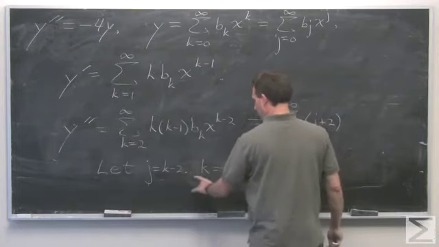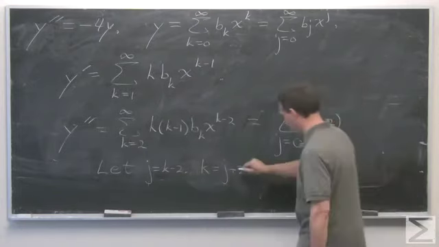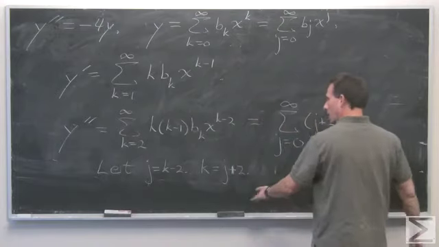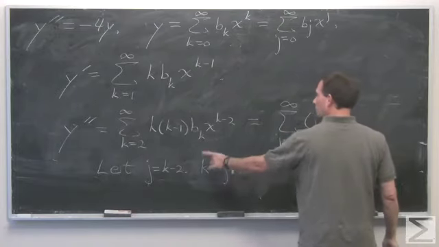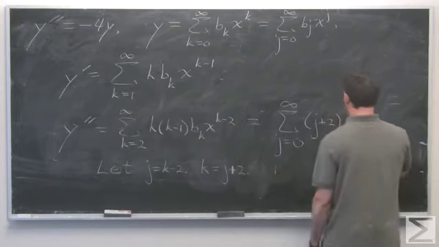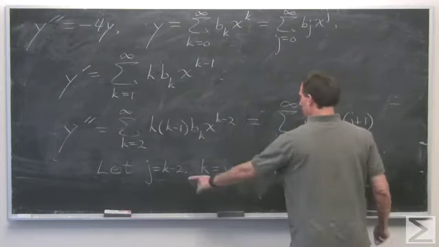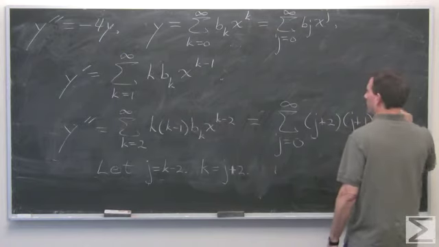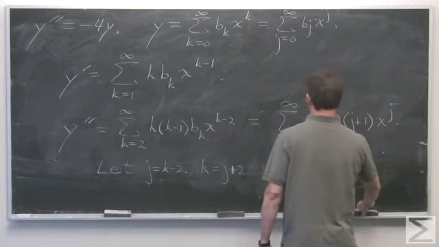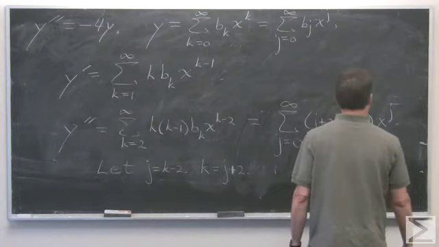K is now j plus 2. K minus 1 would be j plus 1. And then k minus 2 is j, x to the j. So what are we getting in our differential equation?